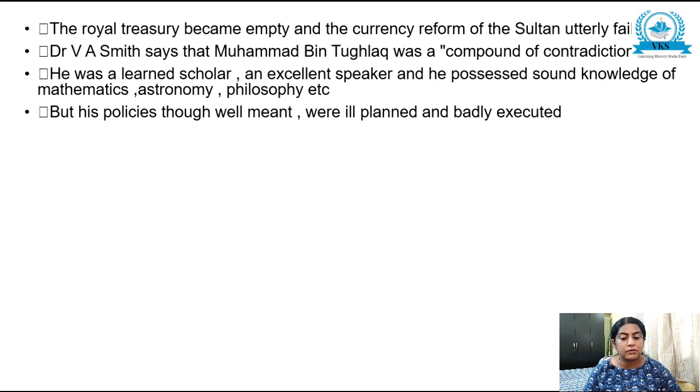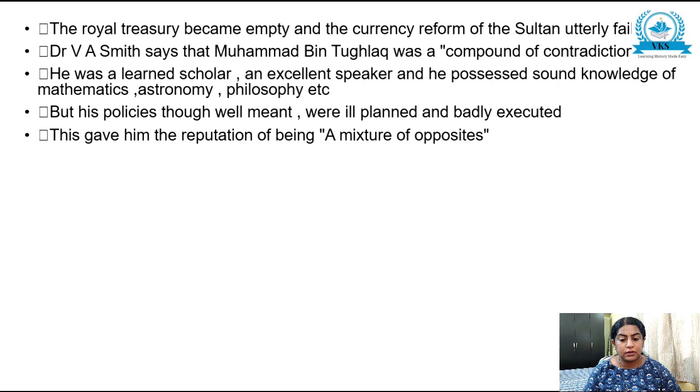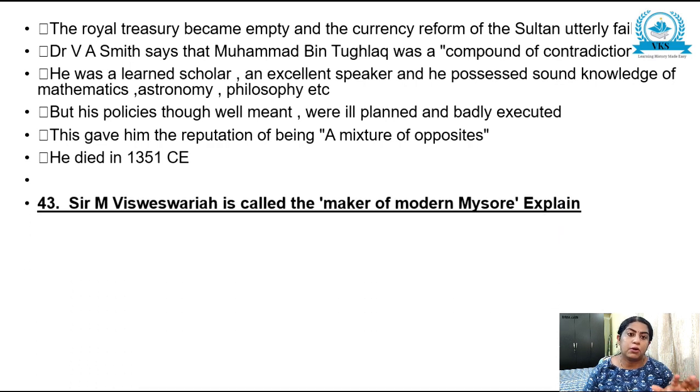But his policies, though well meant, were ill planned and badly executed. This gave him the reputation of being a mixture of opposites, and he died in 1351. So this was about Muhammad bin Tughlaq.